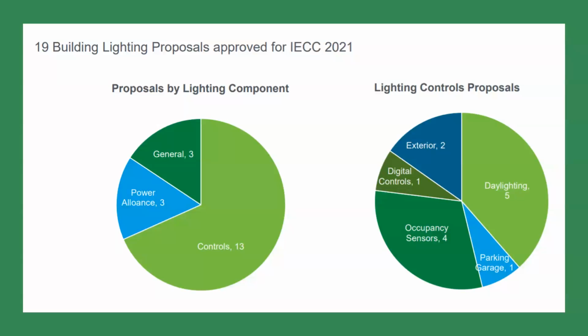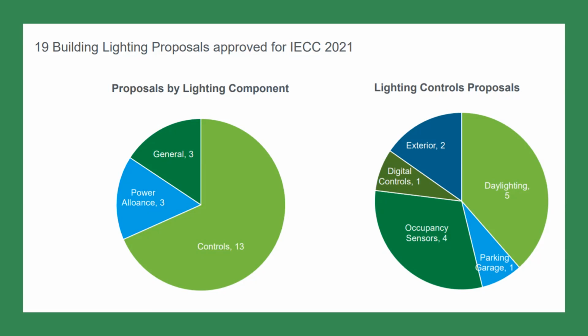There were 19 proposals that made it into the 2021 IECC for lighting. The majority of those are controls, because if they've already got the majority of lighting as high efficacy or LEDs, the only way now to curb energy consumption is to actually lower the time it's being used. So we've got 13 for controls, 3 for general, and 3 for power allowance.